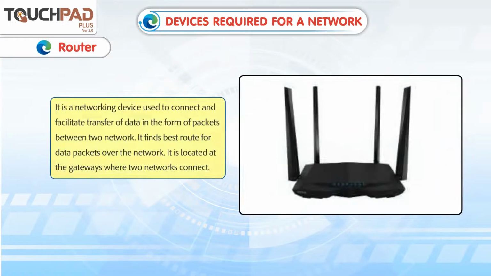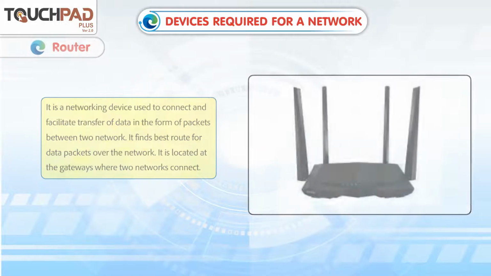Router. It is a networking device used to connect and facilitate transfer of data in the form of packets between two networks. It finds the best route for data packets over the network. It is located at the gateways where two networks connect.